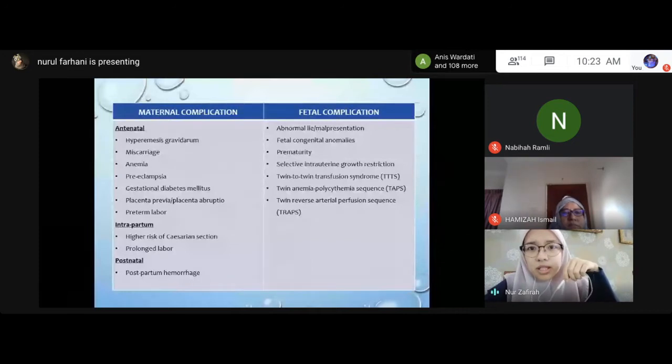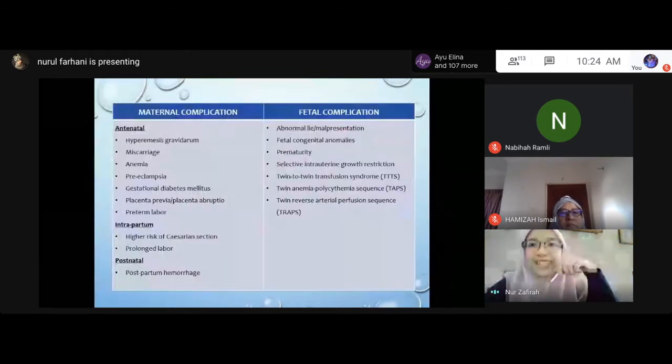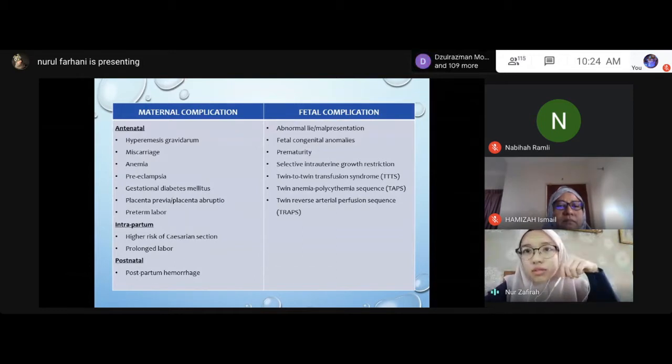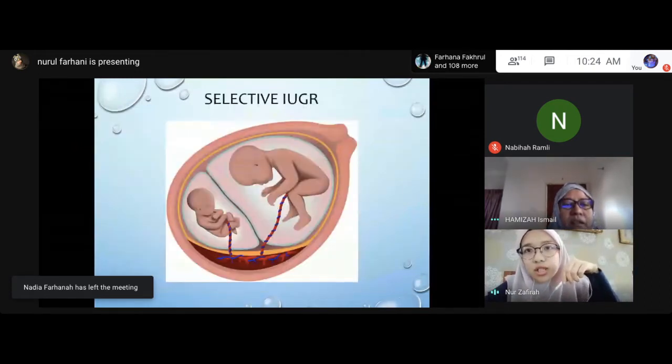During the postnatal, the mothers can have postpartum hemorrhage due to over distension of the uterus, which leads to uterine atony. The next one is the fetal complication of multiple pregnancy. First is abnormal lie or malpresentation, especially for the second twin after delivery of the first twin. And then fetal congenital anomalies, prematurity, selective intrauterine growth restriction, twin-to-twin transfusion syndrome, twin anemia polycythemia sequence, and the last one is twin reversed arterial perfusion sequence. I forgot to include intrauterine death also. Okay, so for the selective IUGR, or intrauterine growth restriction.